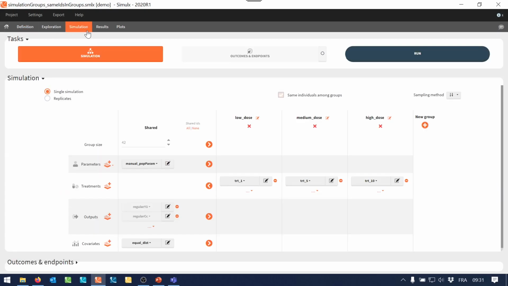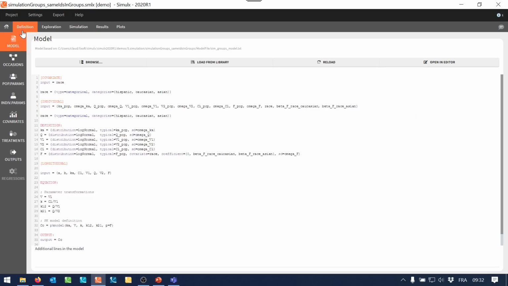In the Simulation tab, the option Same Individuals Among Groups is now available because several simulation groups are defined. To understand the context of this example project, let's have a look at the model. We have a standard PK model. The output is the concentration in the central compartment, and we have a covariate effect of race on the bioavailability.